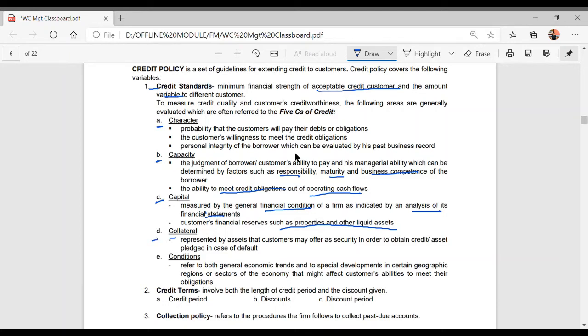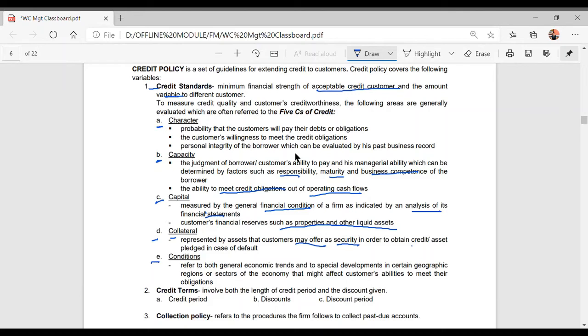So not all of the items that you can see in the FS can be part of the collateral because the collateral is something that is offered by the customer. Pwede nga nakalista diha tanan niyang property pero dili na tanan ang iyahang i-offer as collateral. You have to agree with your customer what would be the collateral nga iyahang i-offer, and you can decide if you are going to accept that or not. Okay, so that would be used as security to obtain credit or asset pledge in case of default.